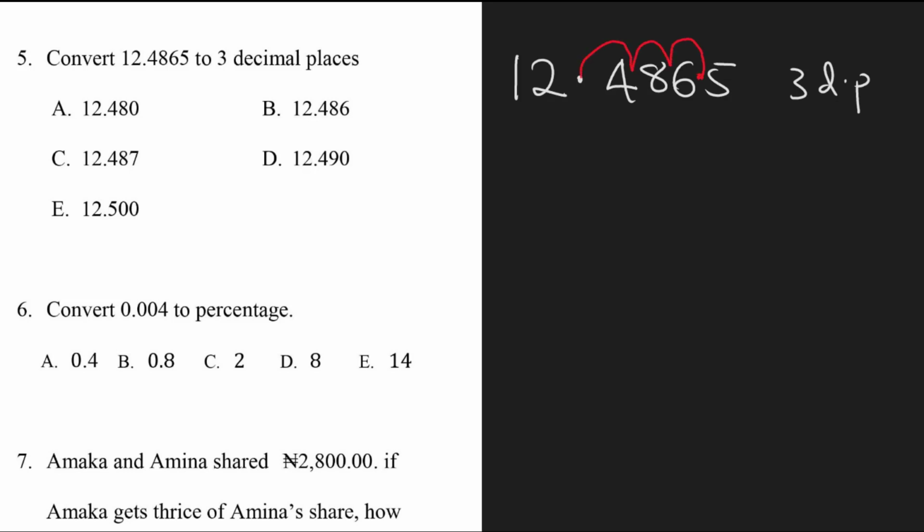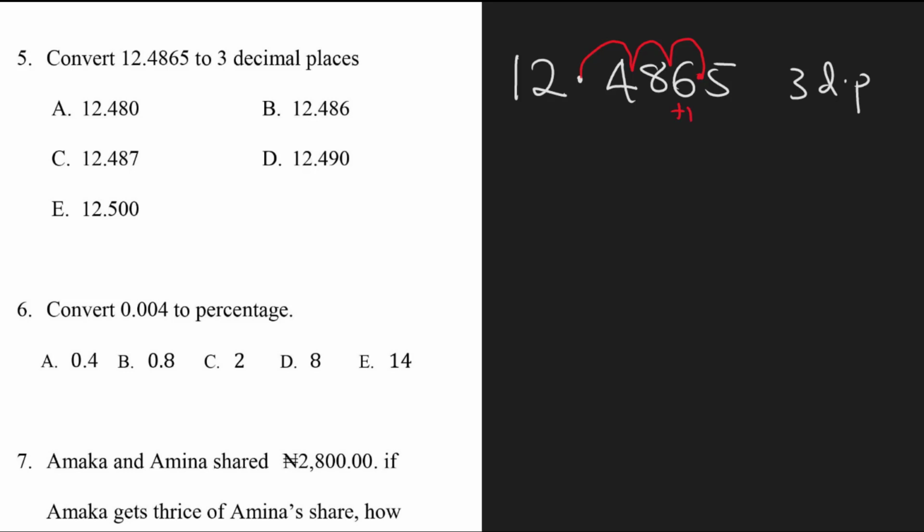But now you have to check the next number. The next number is what? 5, right? Is it up to 5? Yes. If it is up to 5, you're going to round it up. That means you're going to add 1 to this number 6 close to it. But if it is not up to 5, you will just round it down. That means you forget about it. But since it is up to 5, you're going to add 1 to this 6, making it 7.